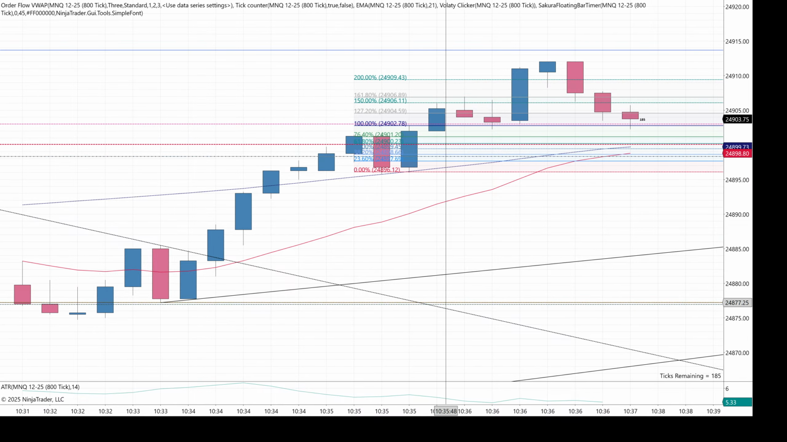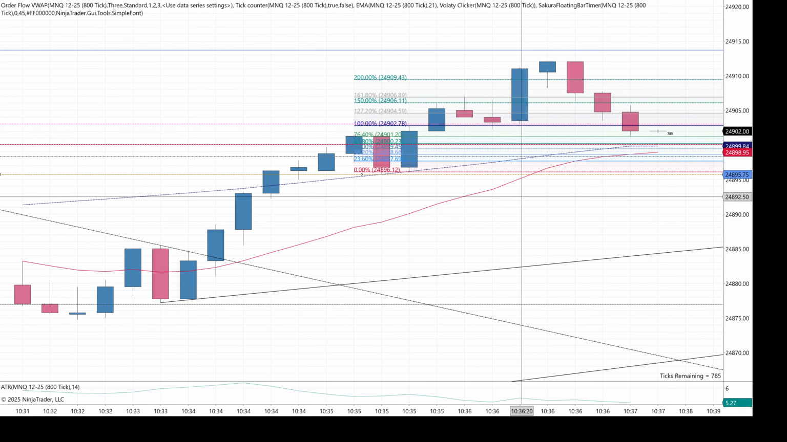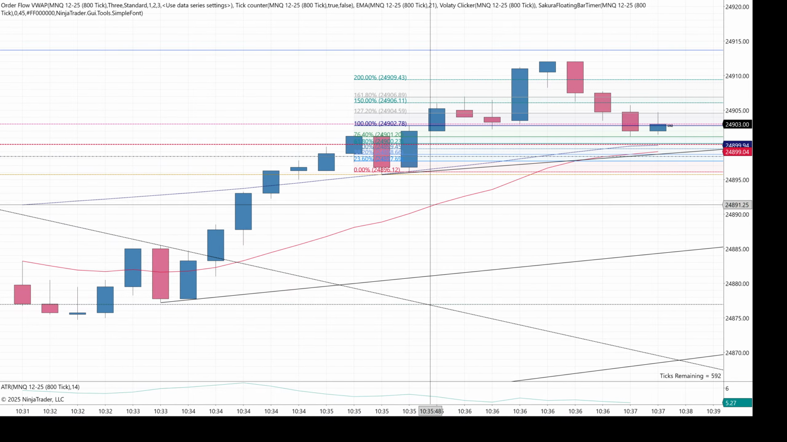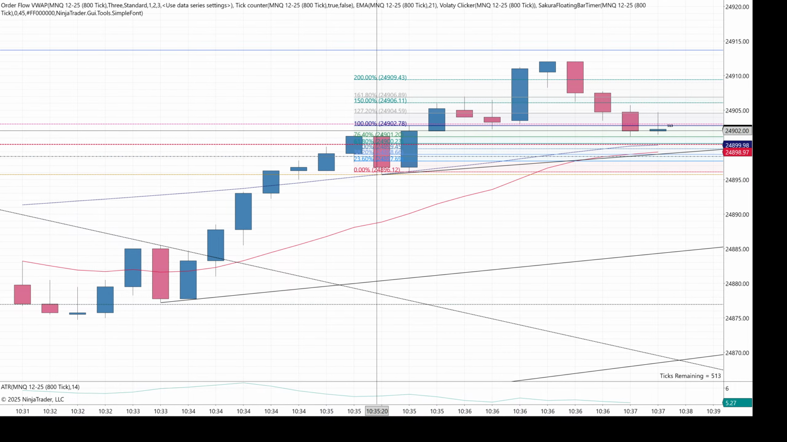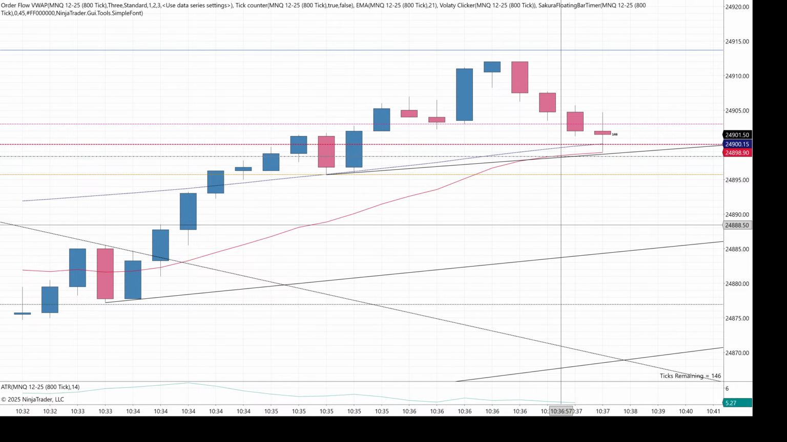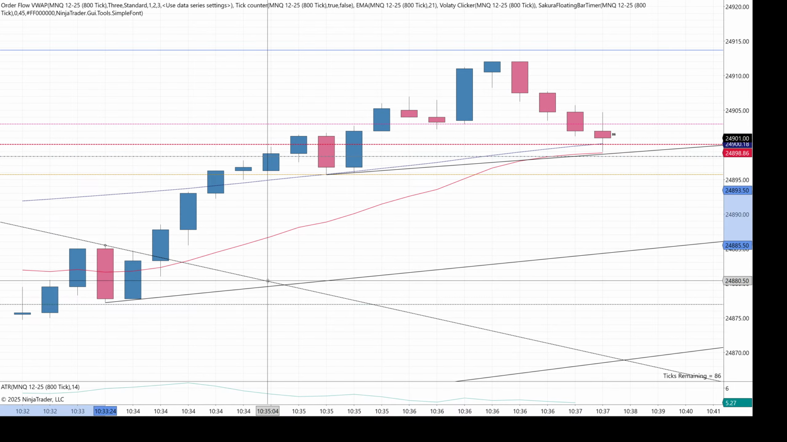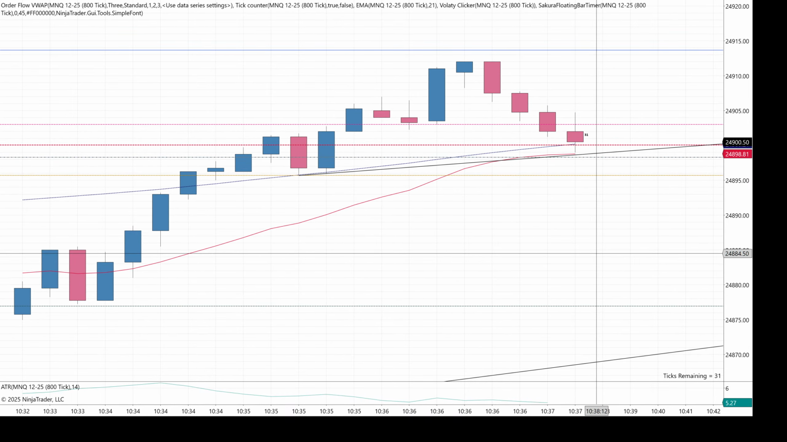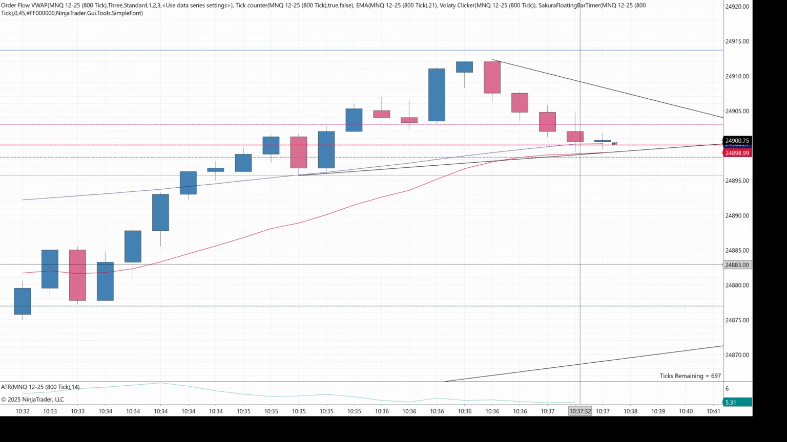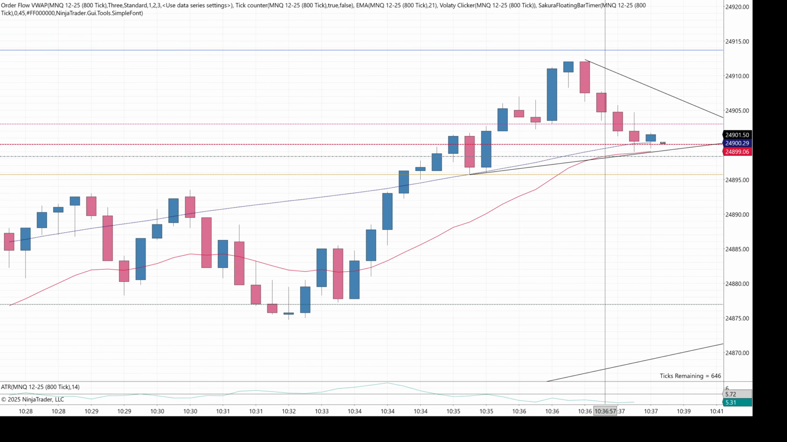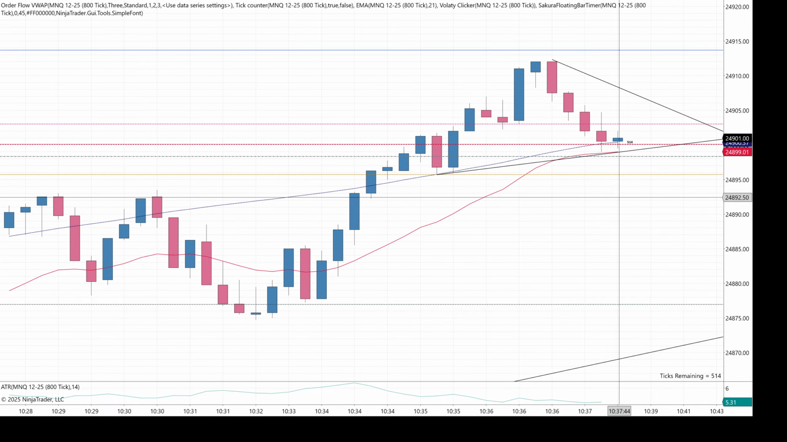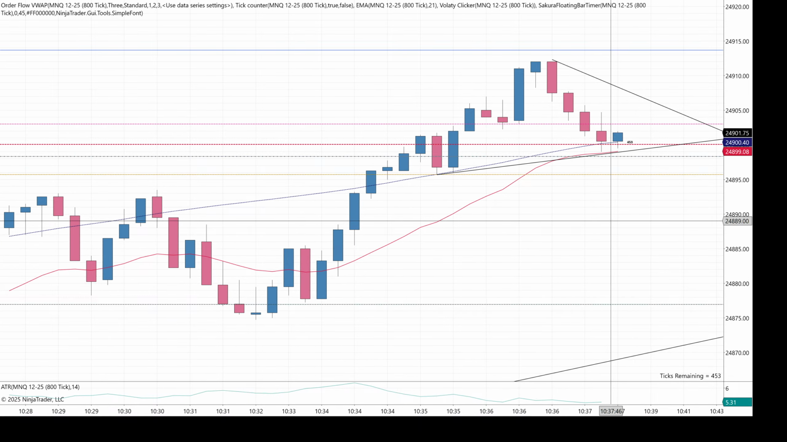So our golden ruler moved up. And let's delete some things here. If we get a nice bearish candle that closes below the golden rule, this will be our signal to go bearish.